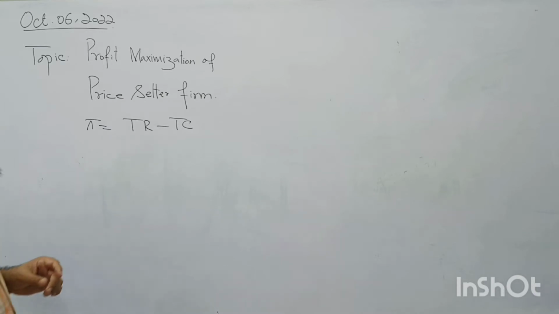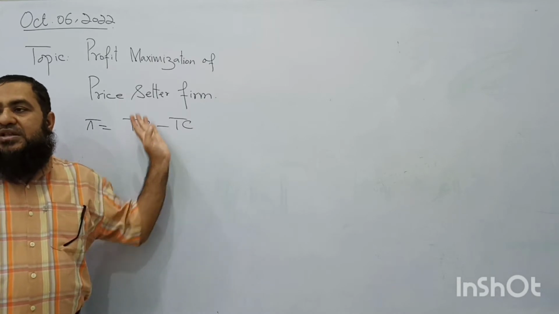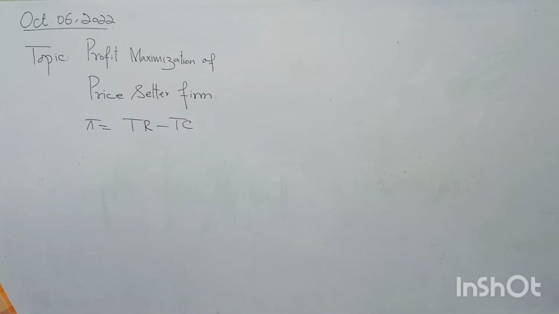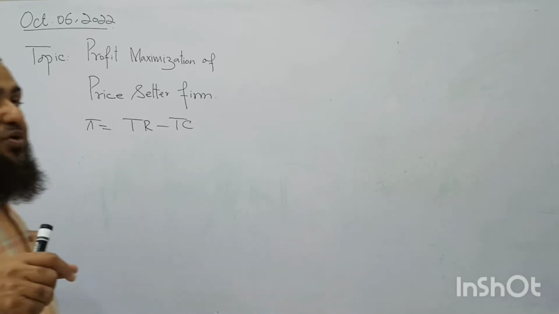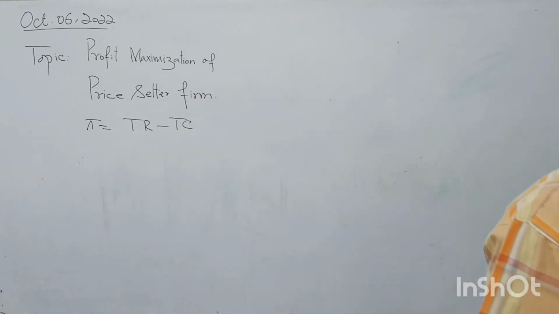How can this gap be increased? Either by decreasing the total cost or by increasing the total revenue. So when this gap is increasing, profit is going to be maximized. Now the question is, what level of output does a firm have to decide where its profit is maximized? Because there are so many firms, what level of output does it have to decide?